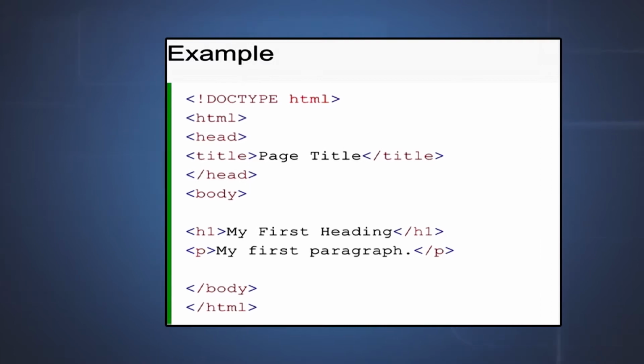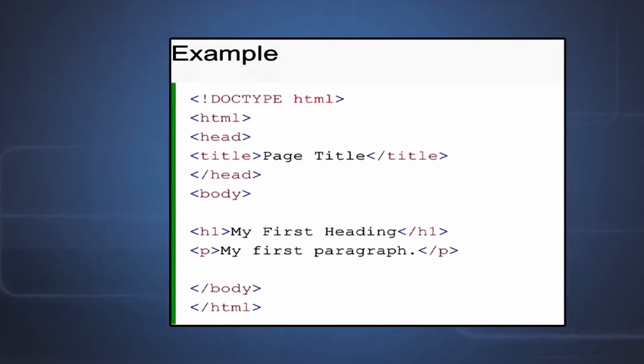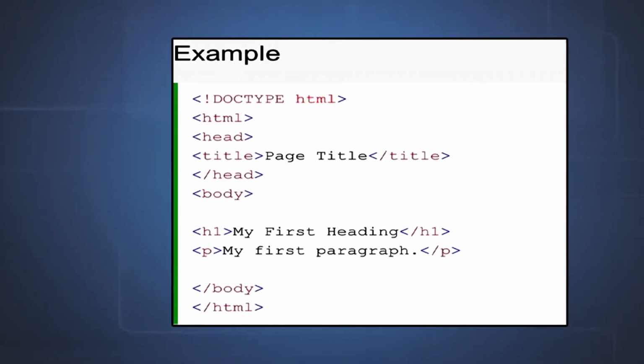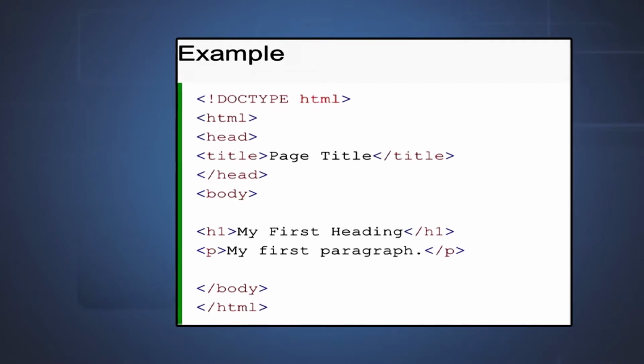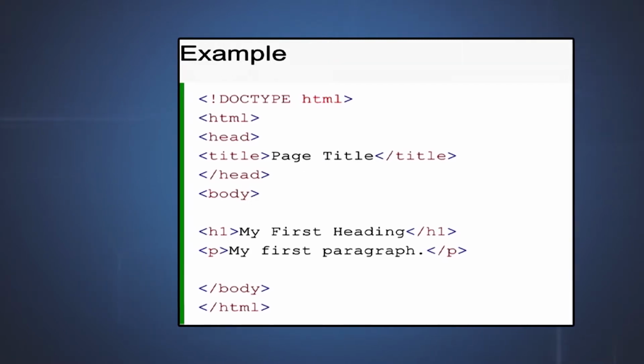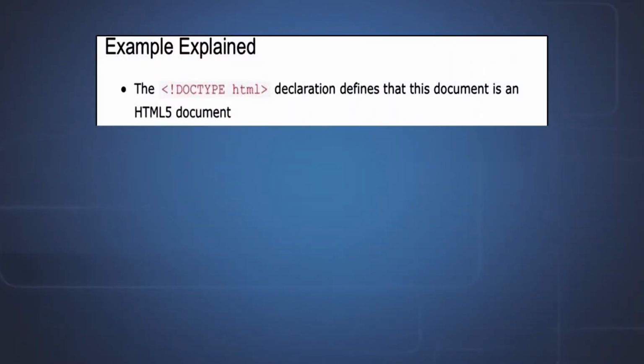The minimum tags that you will be using in any HTML page are the title of the page, the heading of the page, and the body of the page. And in case you are putting things in the form of a paragraph, then you can also use a paragraph tag. Now, for example, you want to say that this is an HTML document.